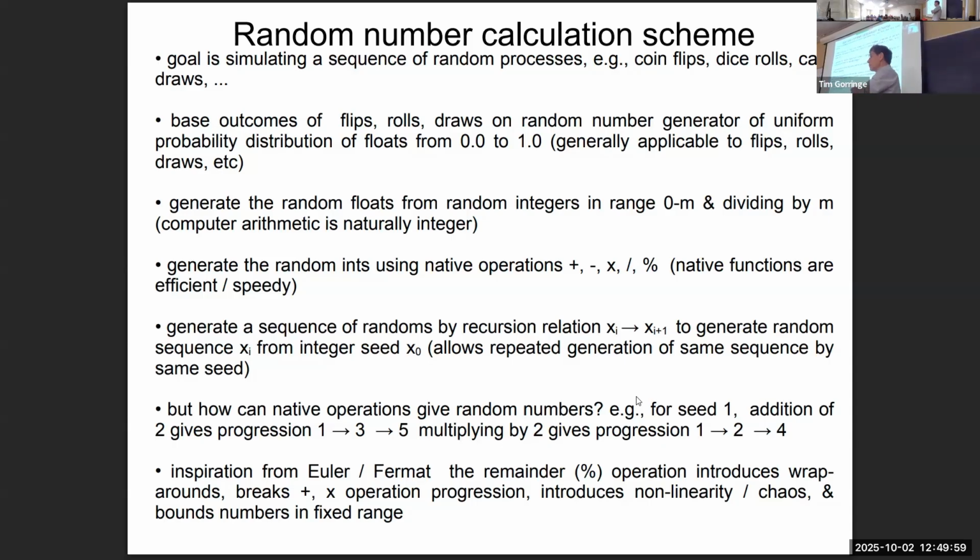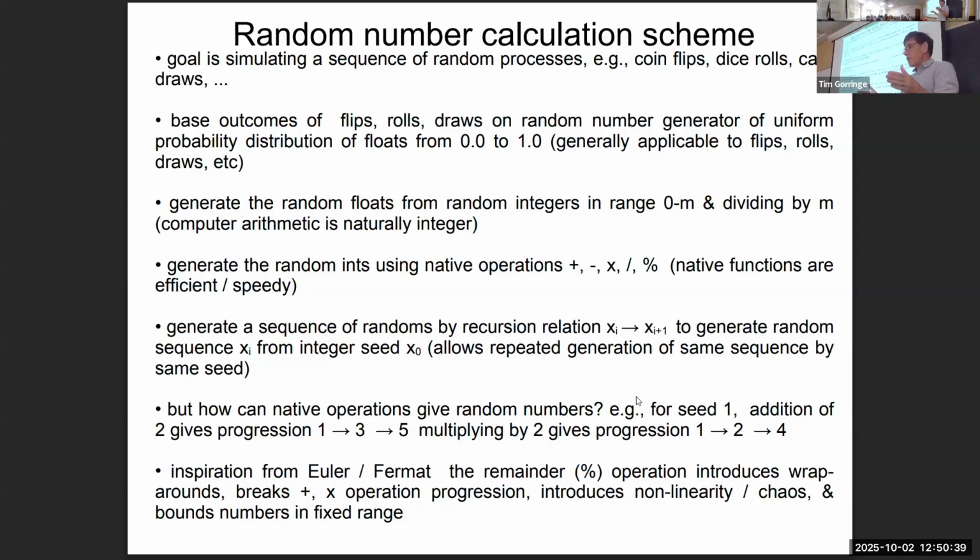Those floating point numbers that range from 0 to 1, we're going to obtain by actually generating integer random numbers that run from 0, the lower bound, up to, I'm going to call it M here. That's the higher bound, and that's going to be some large integer. So we're going to generate integers from 0 to M, and then divide by M to get our floating point number from 0 to 1.